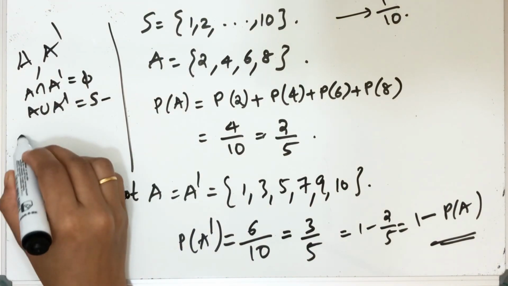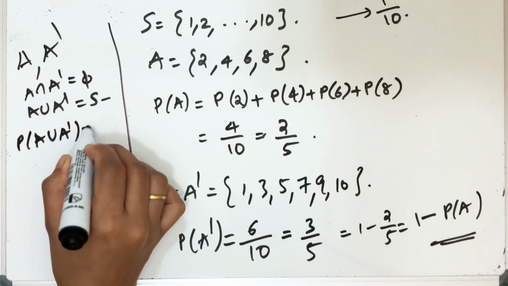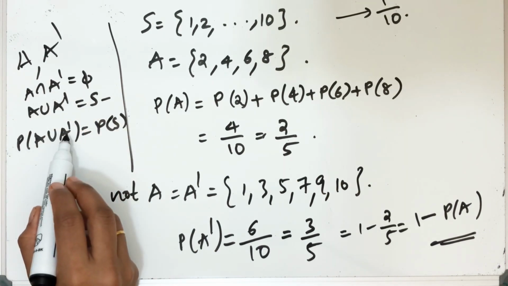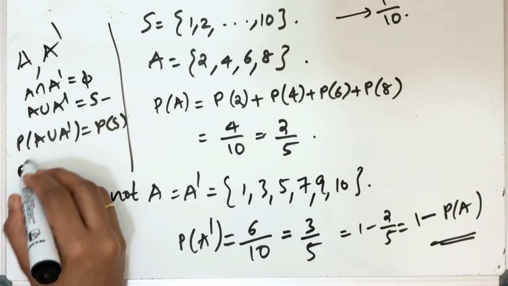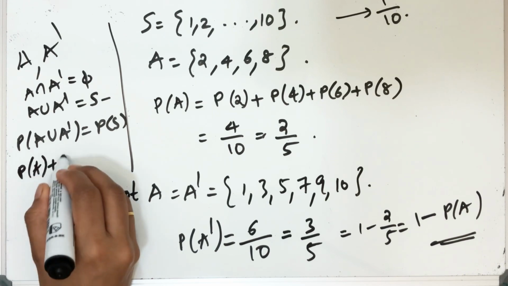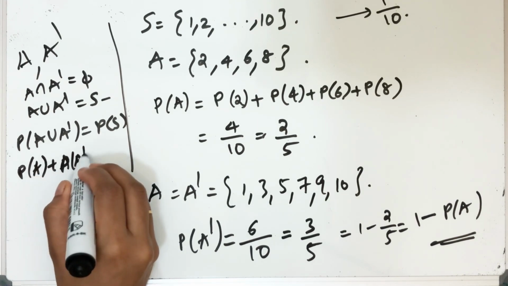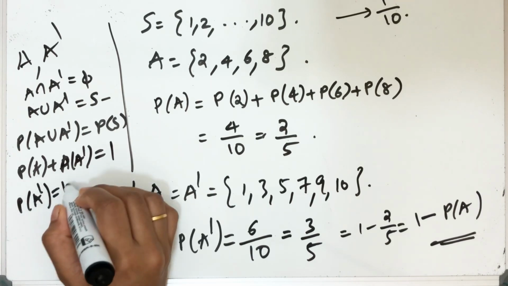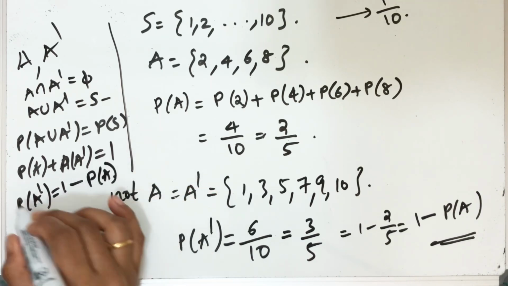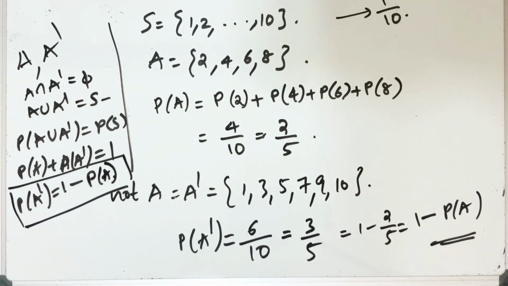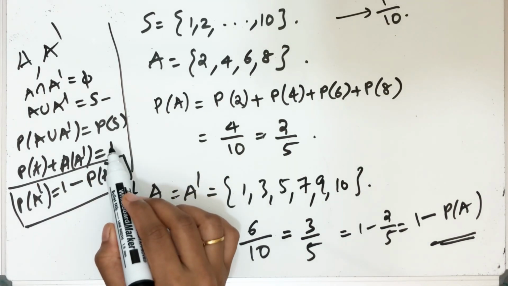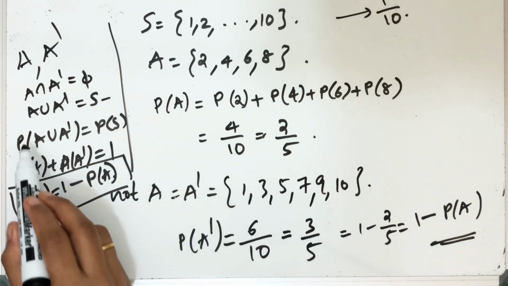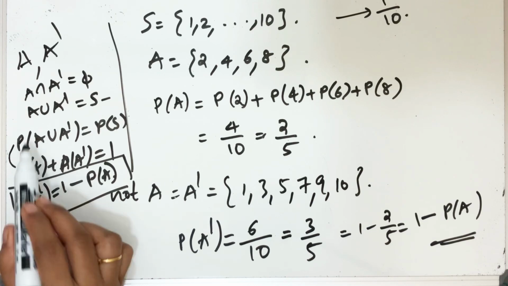From the second one we can write P of A union A dash is equal to P of S. We know P of S is 1. And since A and A dash are mutually exclusive, we can write P of A union A dash is nothing but P of A plus P of A dash, which is equal to P of S, which is 1. So P of A dash is equal to 1 minus P of A. This derivation is simple, right? P of S is equal to 1 from axiom 2 of the definition of probability. And this one is nothing but the axiom 3 of probability.